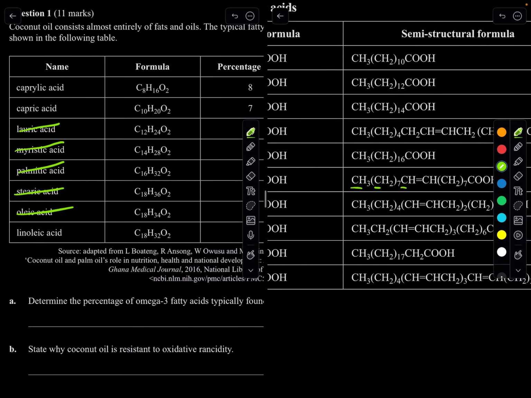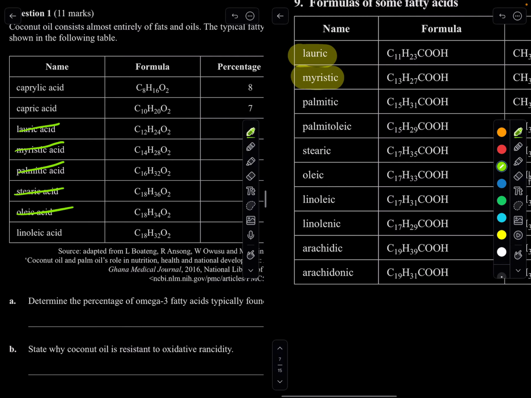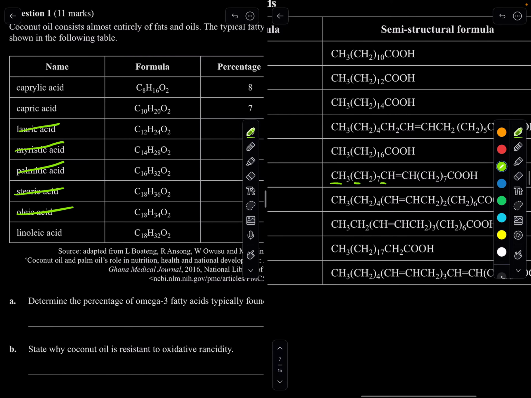And linoleic acid. Where is that? Linoleic, which is this one, and it has a double bond. Where? So 1, that's 5, and that's 6. It's omega-6, not omega-3. Also not this one. Damn.